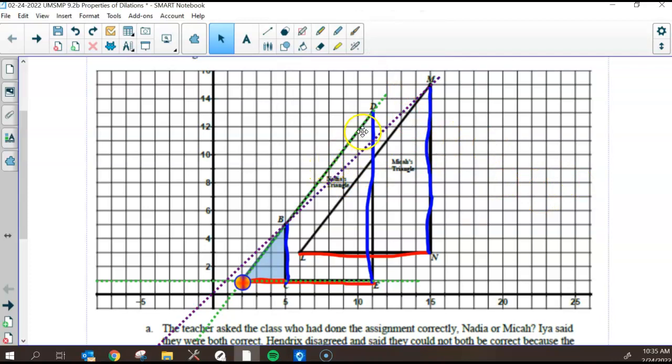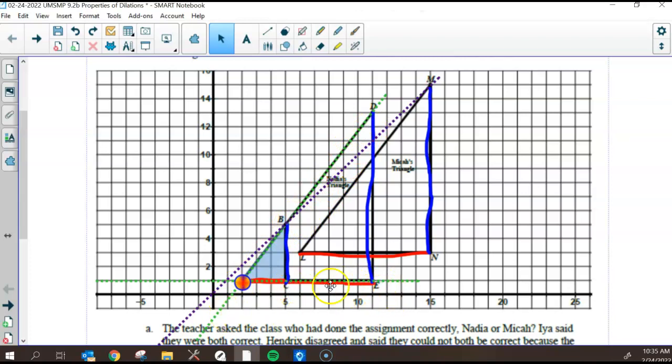So these green lines, focus on D and focus on B. Those are corresponding parts. So I lined up my ruler to go through the corresponding parts. I drew that line so that when I move my ruler, it's still there. And then I repeated that.